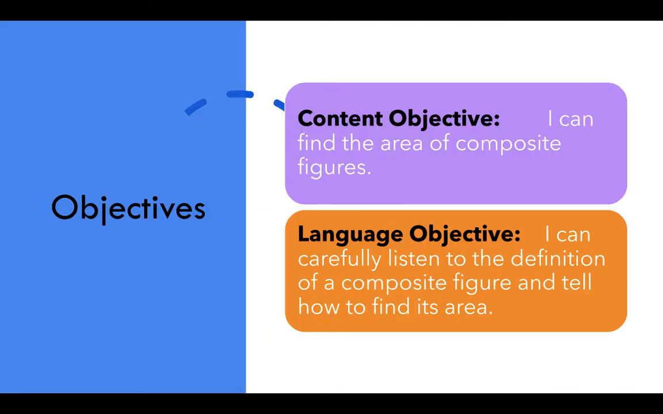So, what are our objectives today? Our first objective is the content objective. That means, what are we going to even be learning? Well, at the end of this lesson, you should be able to say, I can find the area of composite figures. Now, how are you going to demonstrate that you've learned it? This is where language objective comes in. I can carefully listen to the definition of a composite figure and then tell how to find its area.